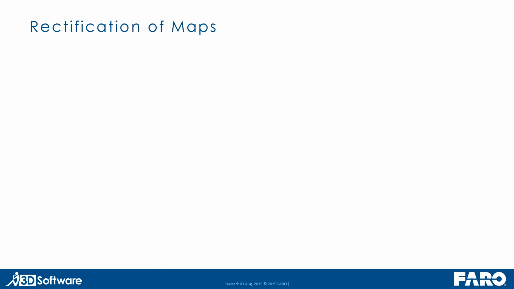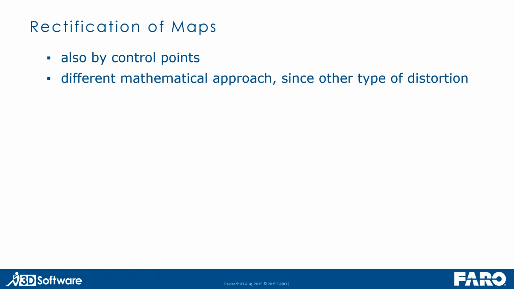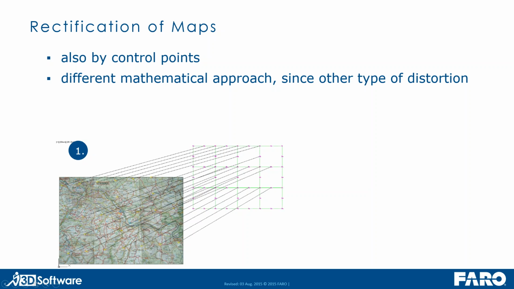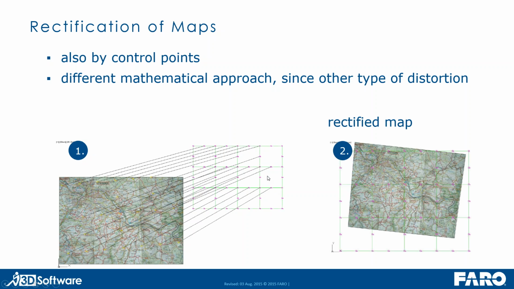I already mentioned that you can also rectify maps using PhotoPlan. It's also done by control points, similar to image rectification. The only difference is that we are using a different mathematical approach, since we have a different type of distortion when we are using scanned maps in AutoCAD. But the principle is the same. We do have some control points, and we assign those control points to the image points, and the software will calculate the rectified map for us.